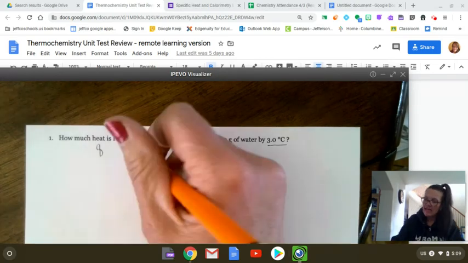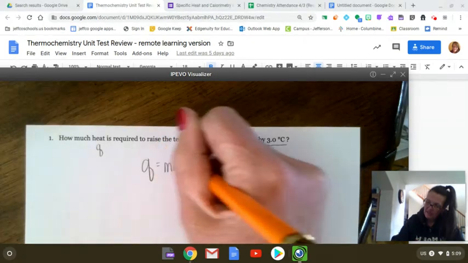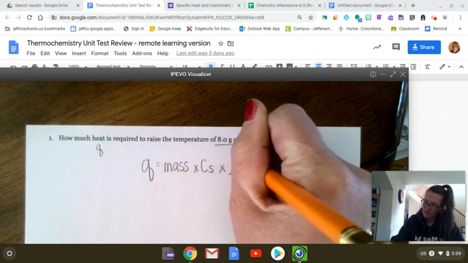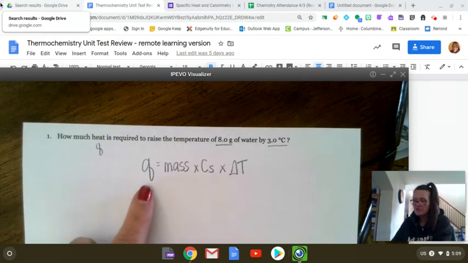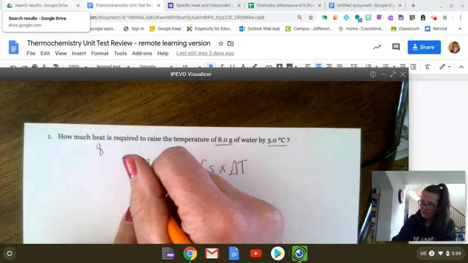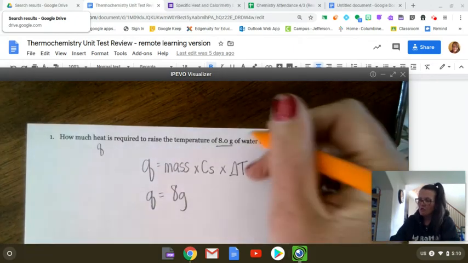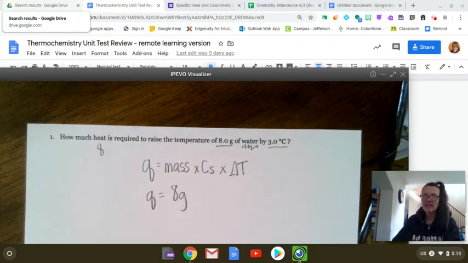So we're going to take that equation, Q is equal to mass times specific heat times the change in temperature, and we're going to plug in our numbers. We're looking for Q, so I'm going to leave that as a Q. The mass is 8 grams. Now, we're dealing with water here, so we would need to look up the specific heat of water.